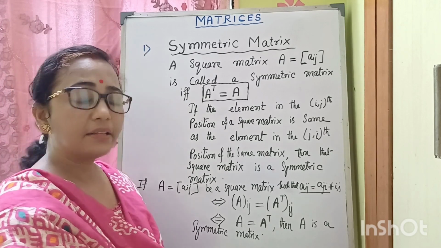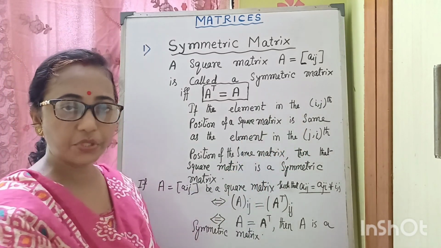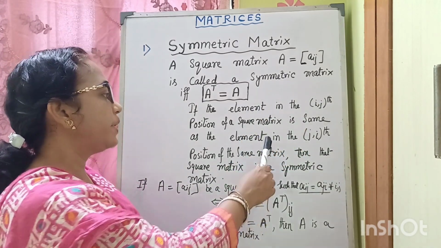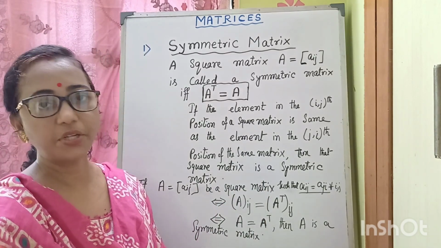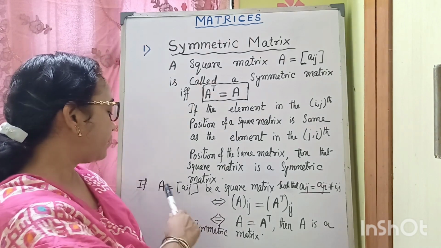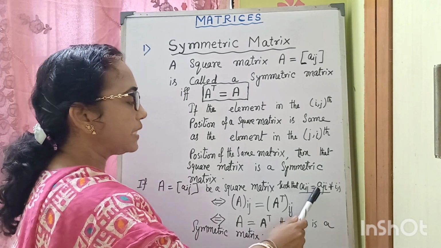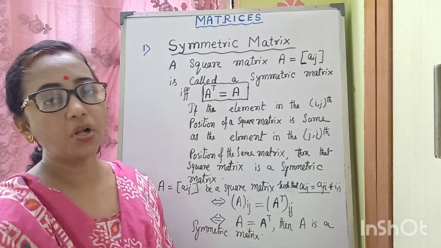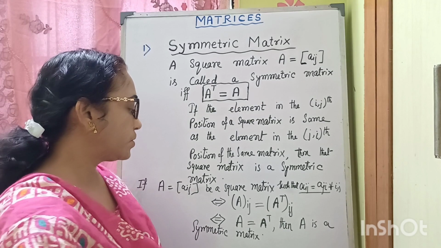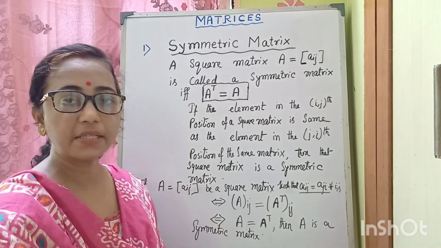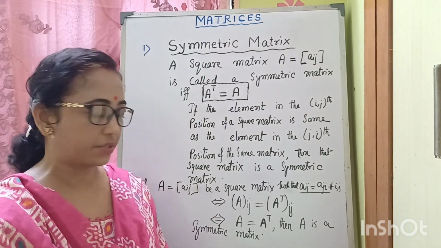Now let's see another definition of a symmetric matrix. If the element in the ijth position of a square matrix is the same as the element in the jith position of the same matrix, then that square matrix is a symmetric matrix. So, if A equal to [aij] is a square matrix such that aij is equal to aji for all i and j, then we can say that the ijth element of matrix A is the same as the ijth element of the A transpose matrix. This is by the definition of transpose of a matrix.